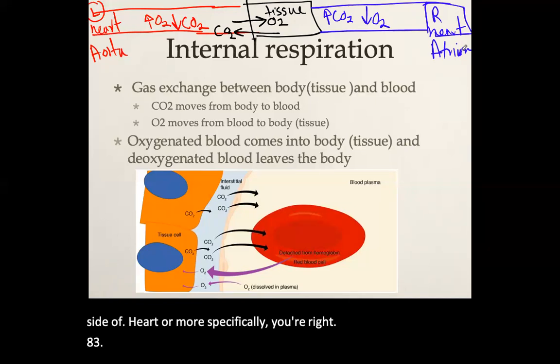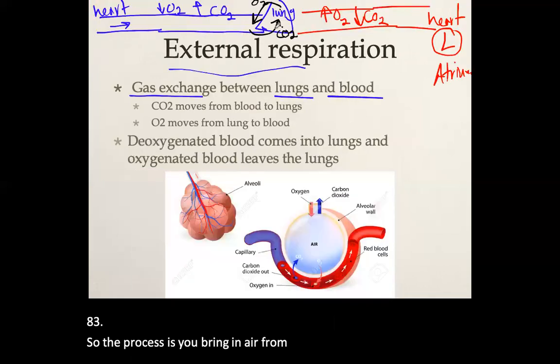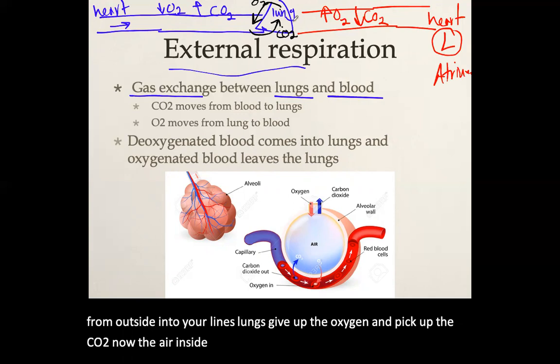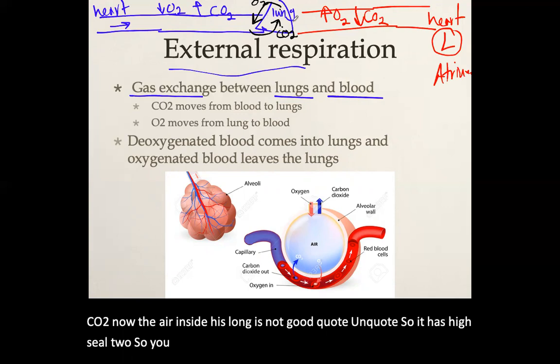So the process is you bring in air from outside into your lungs. Lungs give up the oxygen and pick up the CO2. Now the air inside the lung is not good, quote unquote. So it has high CO2, so you exhale it out, right?